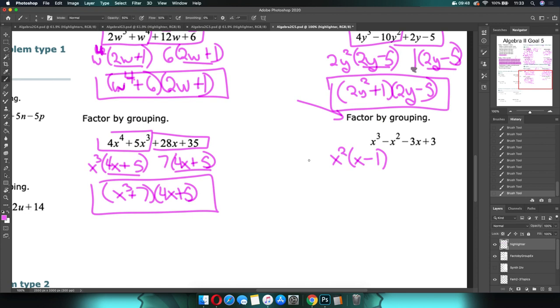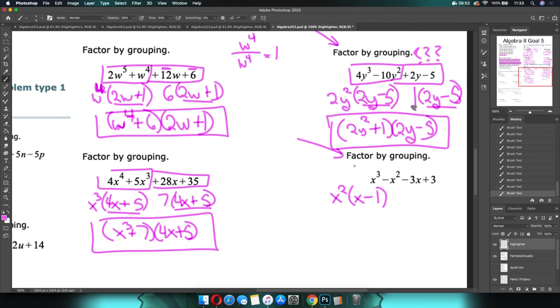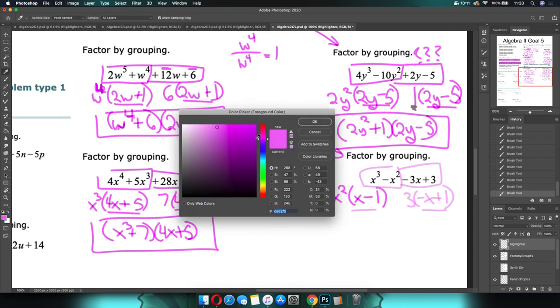Let's see here. Why this is a special case, why this is problem type 2. If I'm looking over here, I can pull out my 3. Hang on, let me box these off. If I'm pulling out my 3, that's pretty easy. That'll be 3, and then it'll be negative x plus 1. Does it match? No, it doesn't. But then what, in fact, is the problem here? Why is this being so mean-spirited to us then?